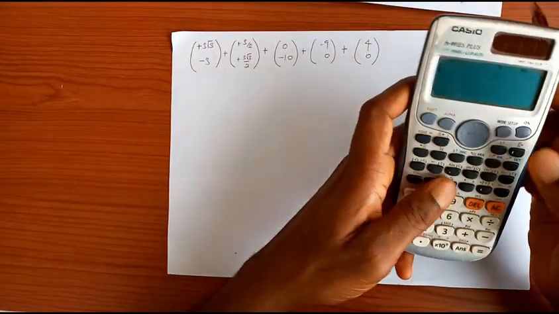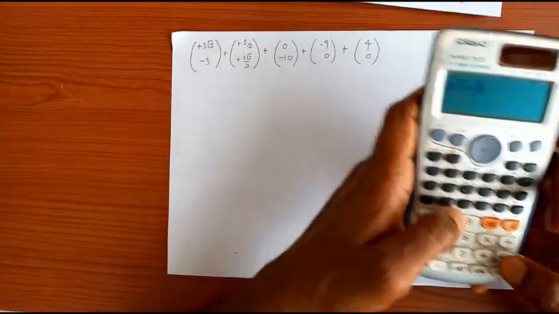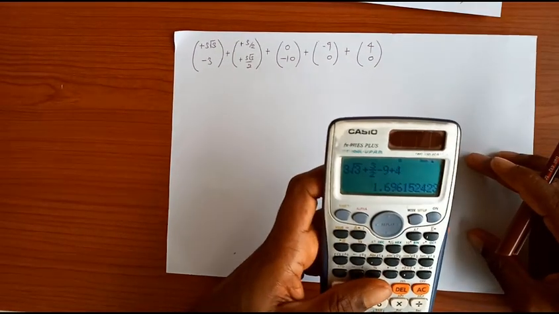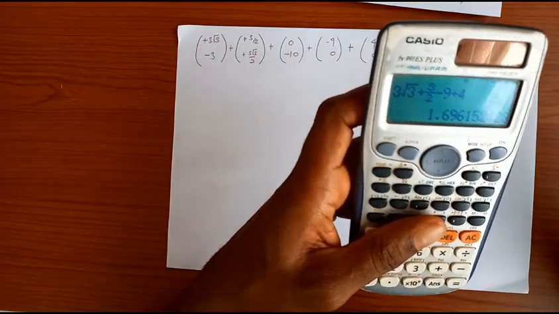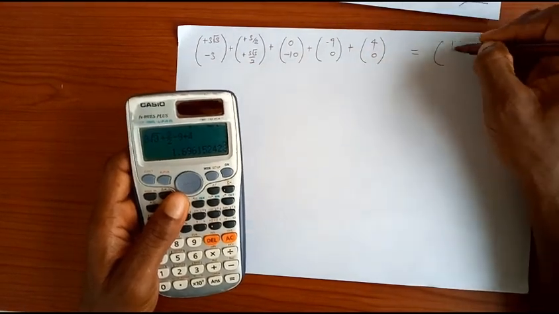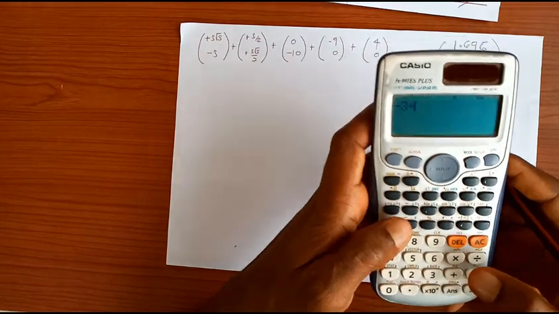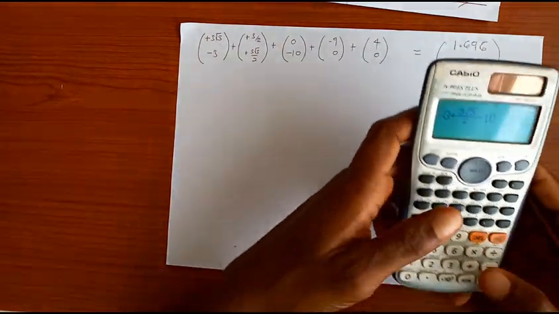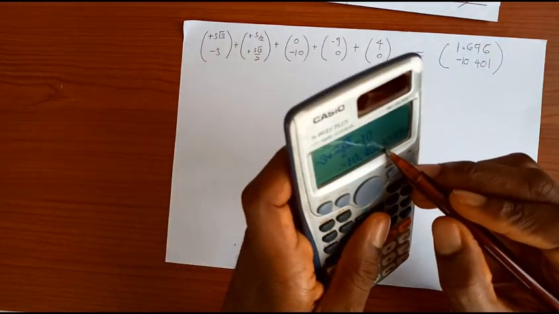So let's quickly add these. We have 3 root 3 plus 3 on 2 minus 9 plus 4. Can you see what I'm getting? 1.696. I'll be chopping off, not rounding, so I'll just write 1.696 and leave all these ones there. So it equals 1.696. Then what else? Negative 3 plus 3 with 3 on 2 minus 10 plus 0 plus 0. That leaves me with negative 10.401. Remember, I'm chopping off all these ones.